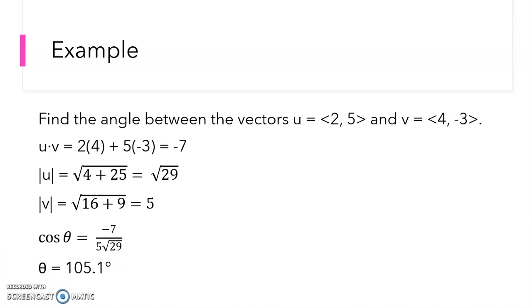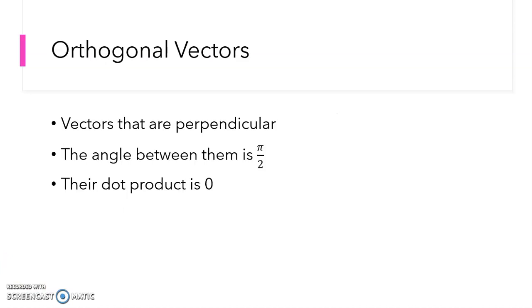Let's talk about another classification for vectors. Vectors are orthogonal if they are perpendicular. That means that the angle between them is 90 degrees, or pi over 2. And if they are orthogonal, then their dot product will be 0. So that's a good way to determine if two vectors are perpendicular or orthogonal.